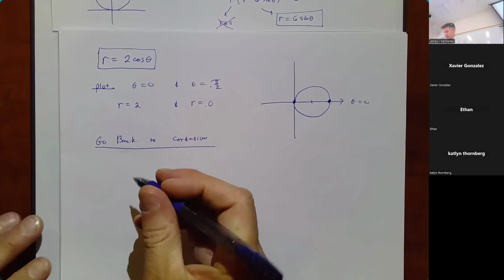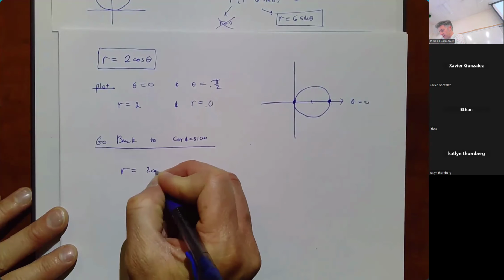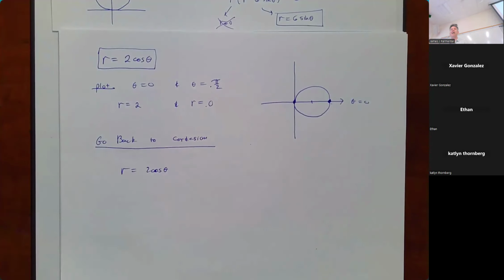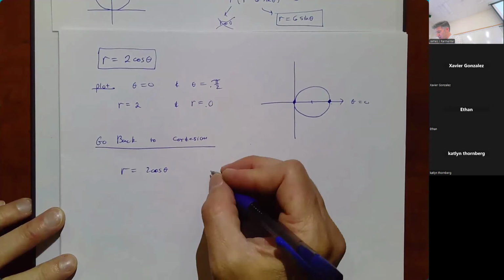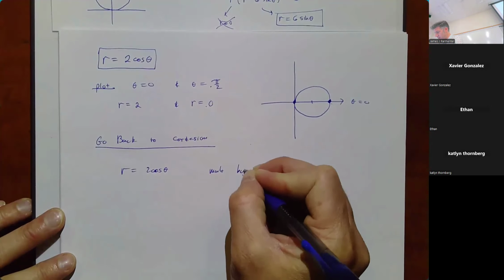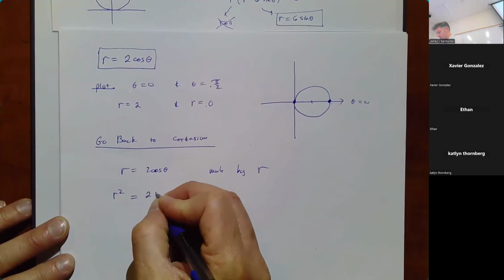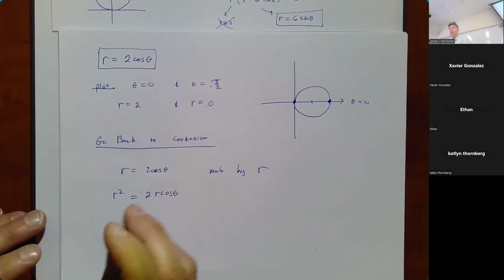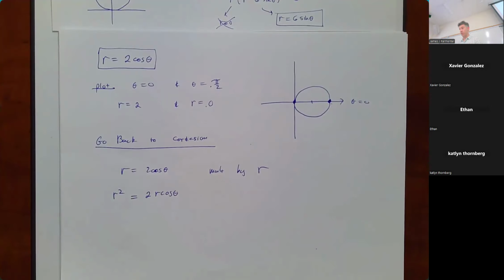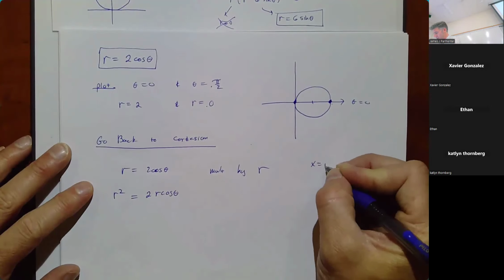In this case, if I have r equal to 2 cosine theta, squaring both sides is not going to help me out so much. Although it would give me r squared on the left, it would give me cosine squared on the right, which is not super helpful. But multiplying both sides by r would help me out. If you multiply both sides by r, on the left-hand side, I'm going to get r squared. On the right-hand side, I'm going to get 2 times r times cosine theta. And then we can change things to being polar coordinates. We know that x equals r cosine theta.